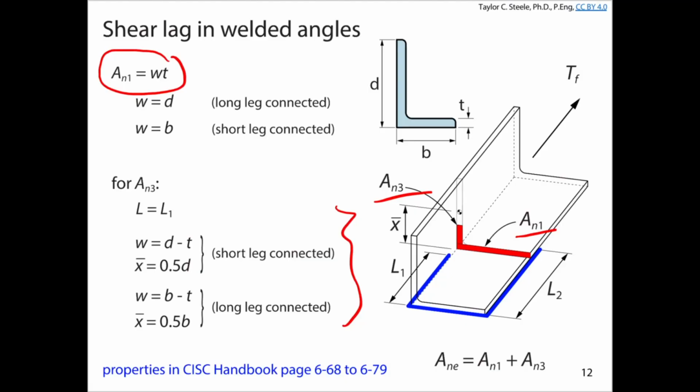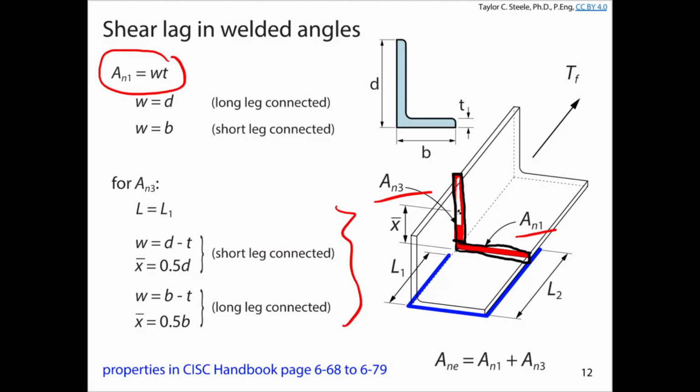If the short leg's connected, X bar is half D. And if the long leg is connected, we treat it similarly. B minus T is the width of that equivalent flat bar. If you have the slides, you can see I've broken it up into a flat bar that looks something like this, and another flat bar that looks something like this. So from these two distinct flat bar components that make up this angle, we can add the two effective areas together to get the total effective area for this angle.